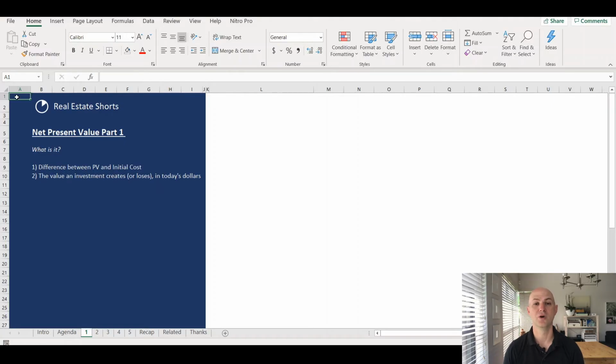Okay, so first, what is it? Net present value, or NPV, is effectively the value that you are either creating or losing in today's dollars for a given investment. So I'll paraphrase. If you were to invest $1 million today in an investment, how does that $1 million investment relate to the value of the investment? If it's worth more than your investment, than your cost, you're creating value today.